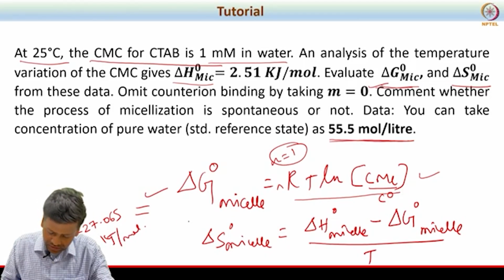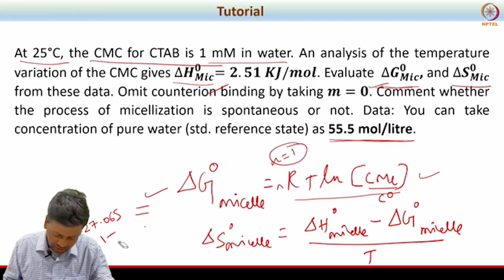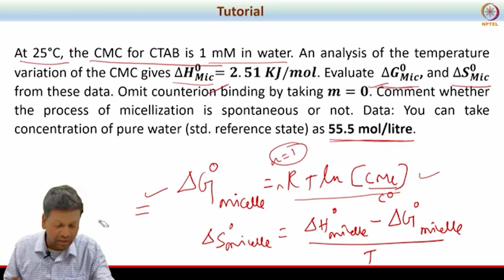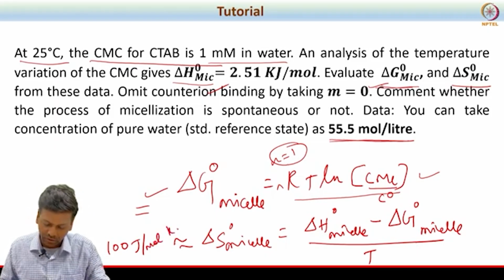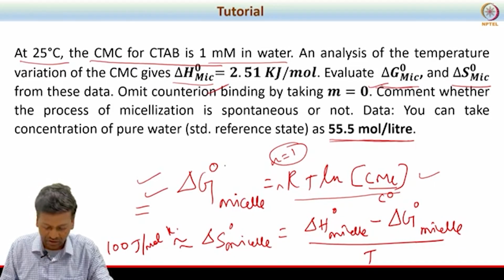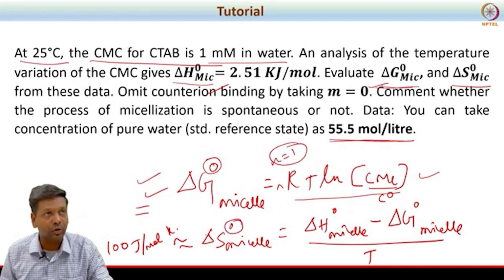Now, when you substitute this into this equation, because delta H of micellization is also given, your delta S of micellization will be approximately 100 joule per mole Kelvin. In this way you can calculate the change in Gibbs free energy of micellization at standard reference state, and since delta H is given in this problem, you can also calculate the change in entropy of micellization at standard reference state. We will stop here.